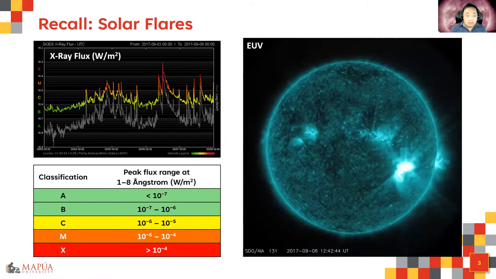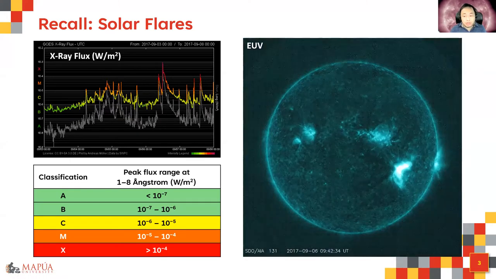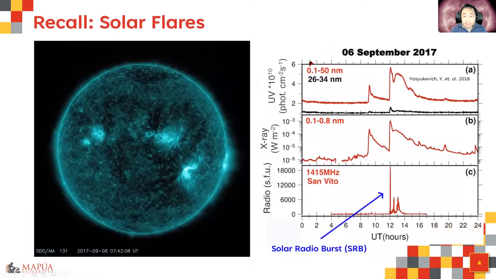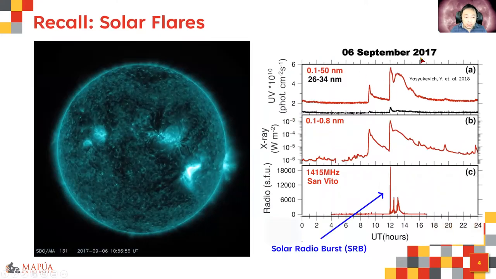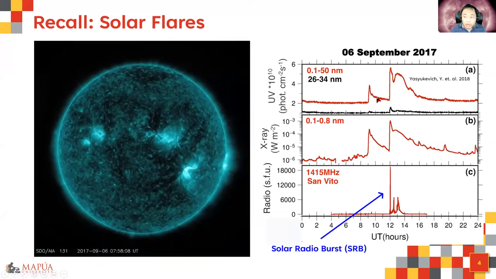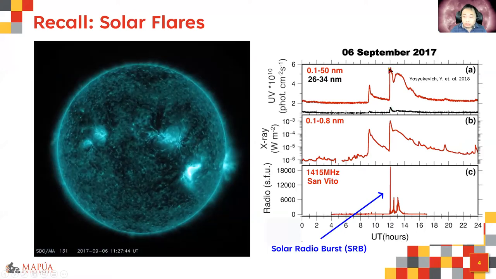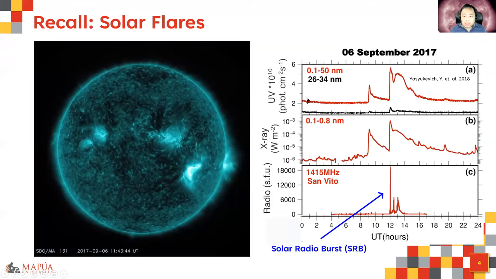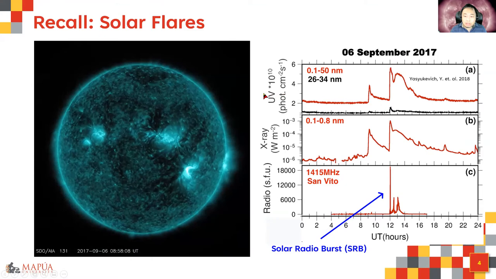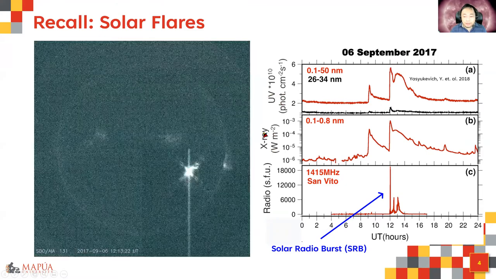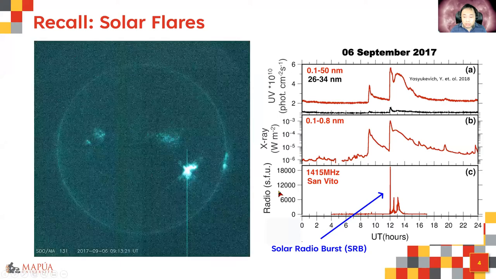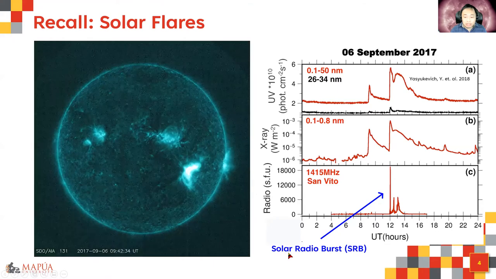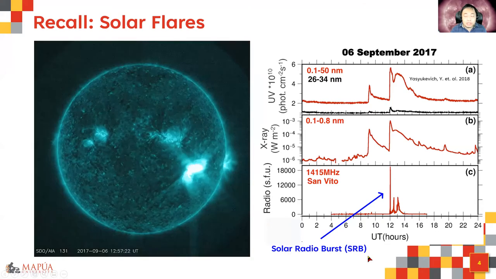So not only will solar flares emit X-ray radiation, they also emit large UV radiation as well as radio waves. So this is an example of this event. This is the September 6th solar flare that happened at around 12 UT. So that's about 8 p.m. local time here in the Philippines. So aside from emitting large amounts of UV and X-rays, it was measured that it also emitted what we call solar radio bursts, or SRBs.